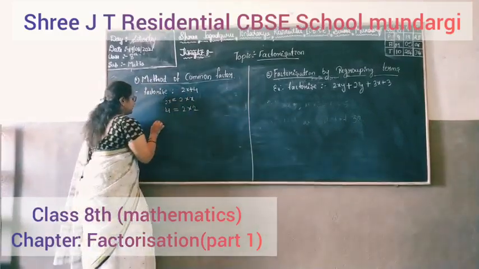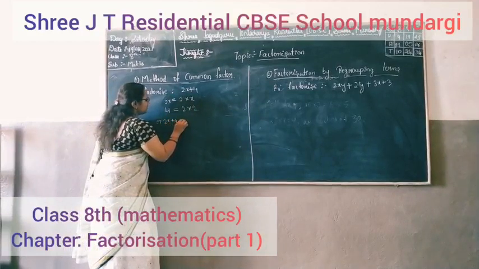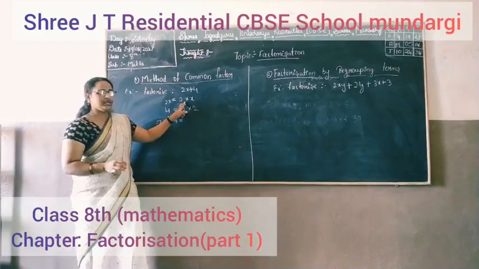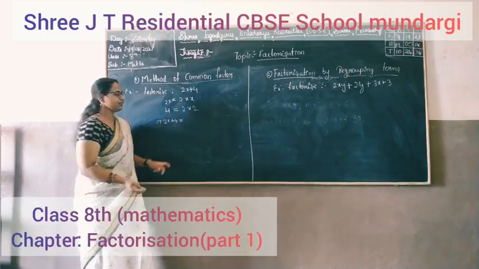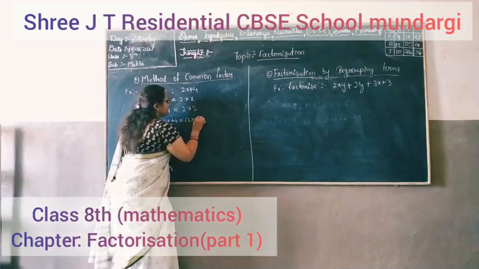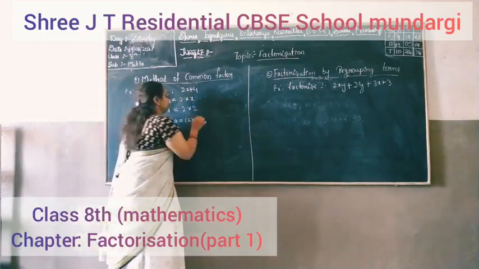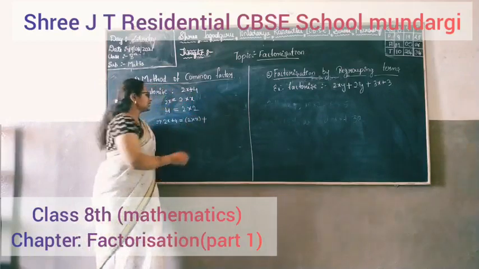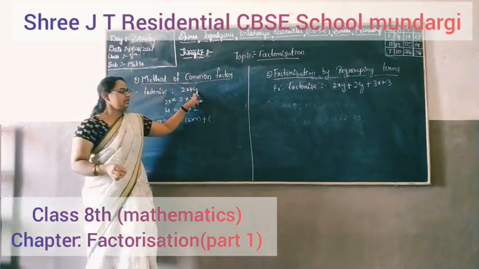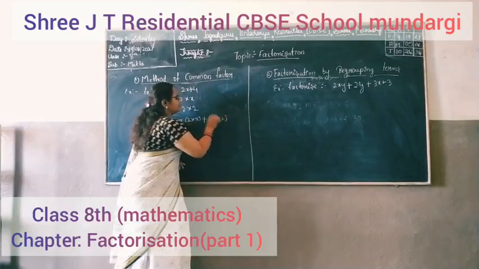So here 2x plus 4. So I will write it as, 2x, it means I will write 2 into x. So in bracket I will write 2 into x. Okay, so plus sign is this, so I will write plus. So next 4. So I will rewrite this one as 2 into 2.